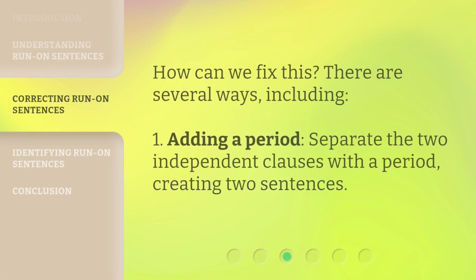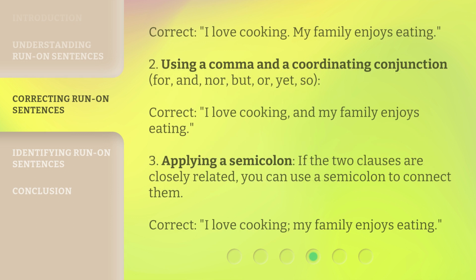How can we fix this? There are several ways, including: 1. Adding a period. Separate the two independent clauses with a period, creating two sentences. Correct. I love cooking. My family enjoys eating.